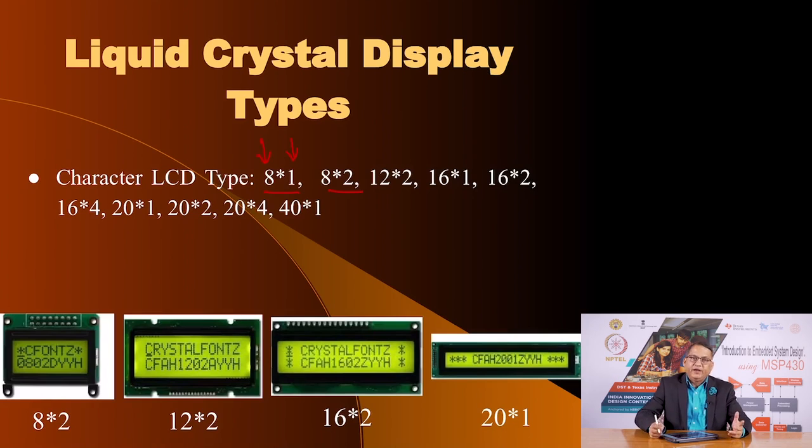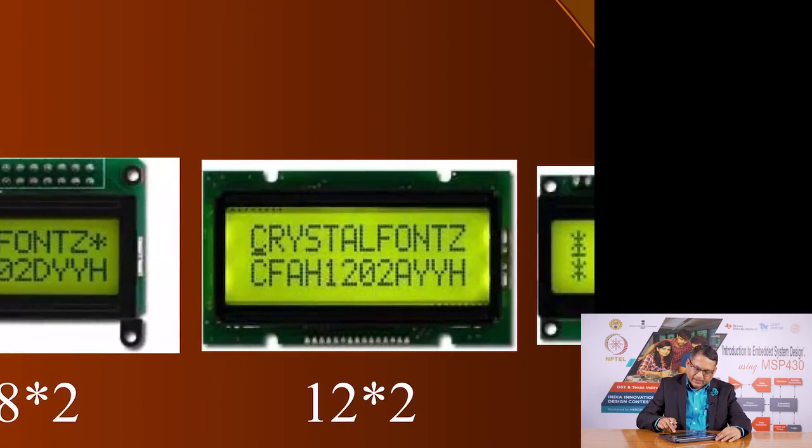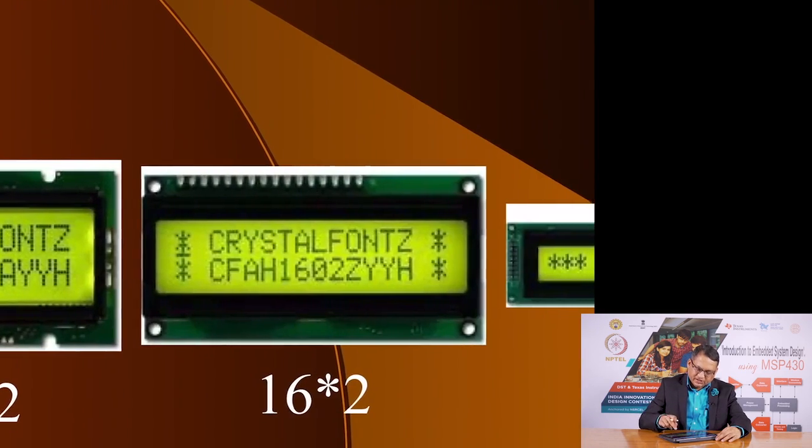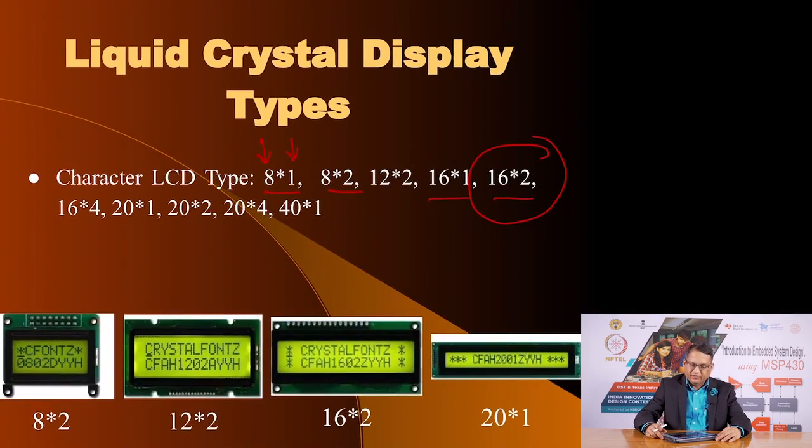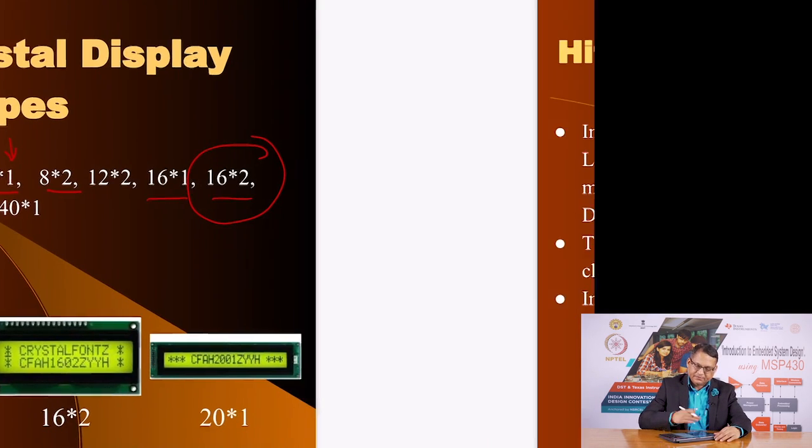Similarly, 8x2 would be 2 lines of 8 characters, then 16x1, 16x2. In fact, 16x2 is the most common LCD display that you can find, and in this exercise we are going to use a 16x2 display. Here is an example of a variety of these. This is an 8x2, next to it is a 12x2, then you have a 16x2 and a 20x1. You may have seen these at various locations, and we are going to use this in our experiment.